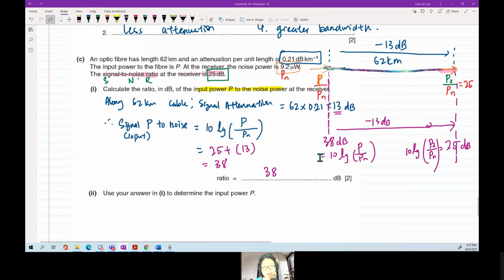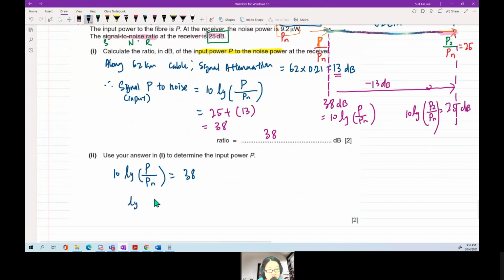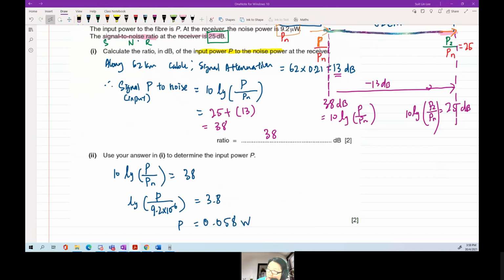And now using your answer in 1, determine the input power. So 10 log input power over noise is equal to 38. So I can take log of input power over noise power, 9.2 micro, negative 6, is equal to 3.8. Okay, this one we have more manageable powers, so I'm not going to show our calculator again. So I'll just quickly dial in the numbers. 10 to the power of 3.8 times 9.2 micro. That would give me 0.058 watt. Makes sense. Again, the powers should be very small. Cannot be very big.